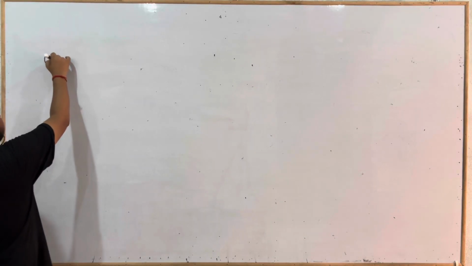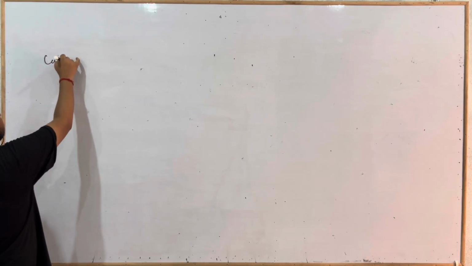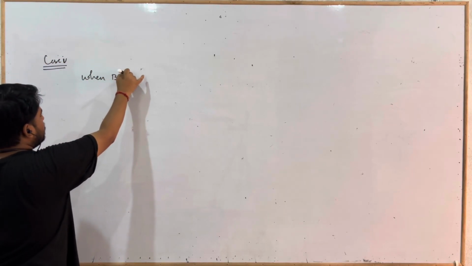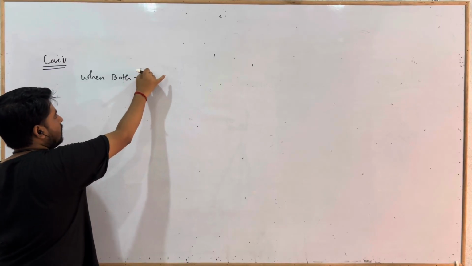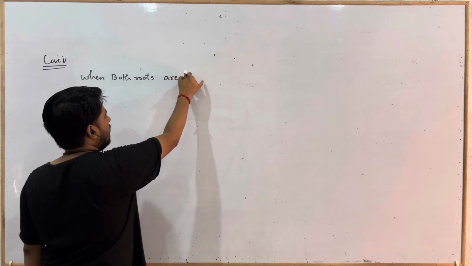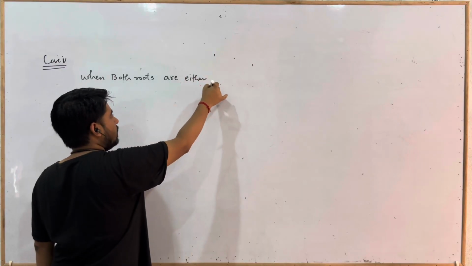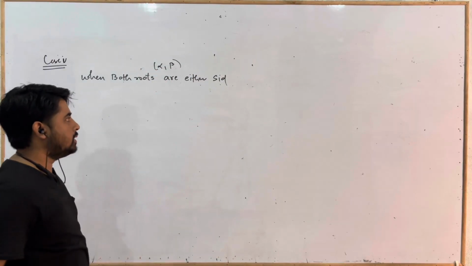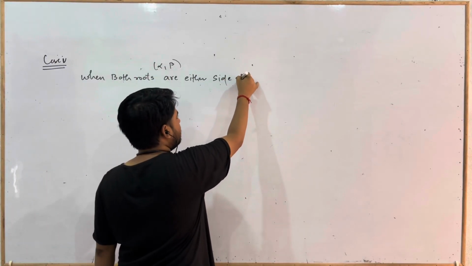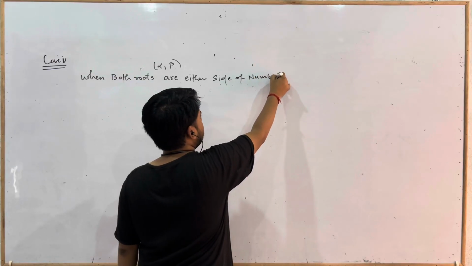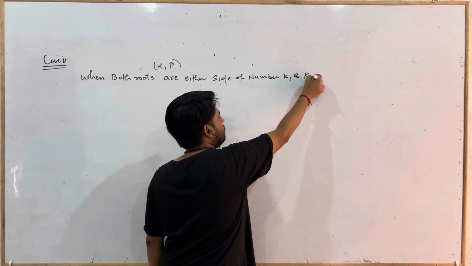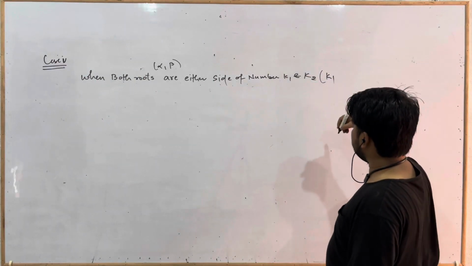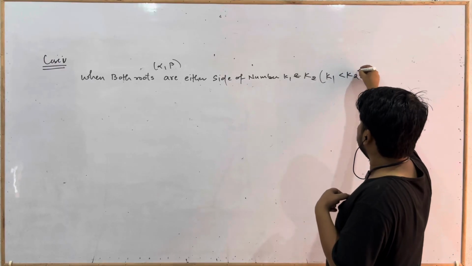So case 5. When both roots, may I say alpha and beta are the roots, are on either side of numbers k1 and k2. Let's take 2 numbers, right? k1 and k2, and I am saying that k1 is less than k2.